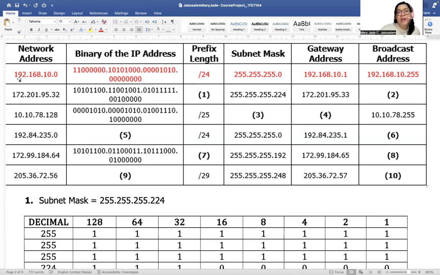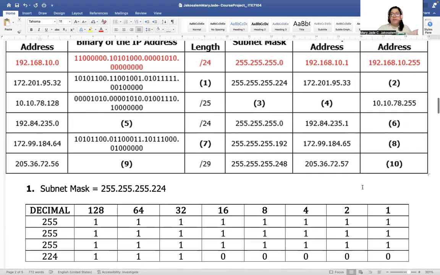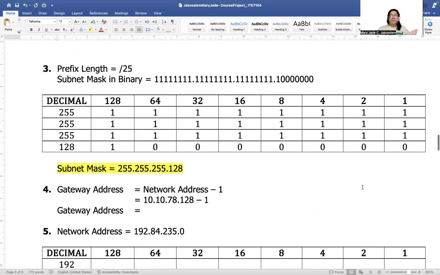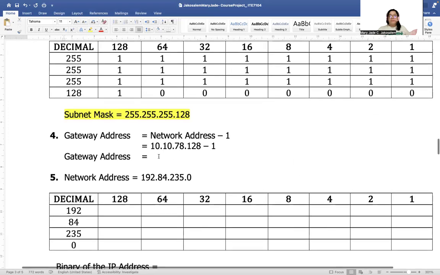For example, here our network address is 192.168.10.0. Our gateway address is 192.168.10.1. Same here, 32. We just basically copy-pasted the first 3 octets and add 1 to the 4th octet. So 32 here, this one is 33, 0, 1, 64, 65, 56, 57. So for this one, let's go back here.